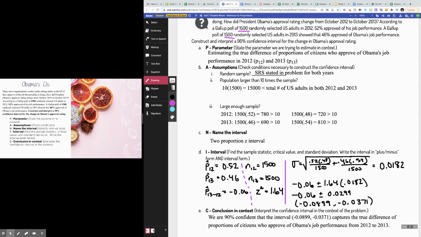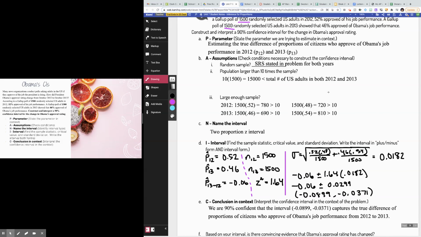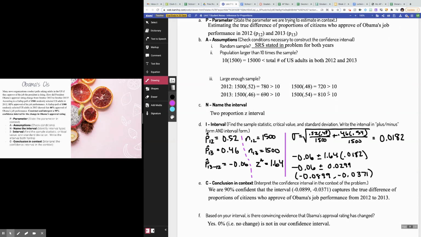number. Okay, but for large enough samples, because my sample proportions are different, you do have to check this twice, right? Once for each population. So in 2012, I have my sample size times my approval rating, which is 0.52. So that's number of successes. And then you can see number of failures on the other side. I also did it for 2013. Obviously, when you have a sample size this large of 1,500, all of these numbers are going to be greater than 10, unless your sample proportion is really, really small. So, all right, that is my conditions.